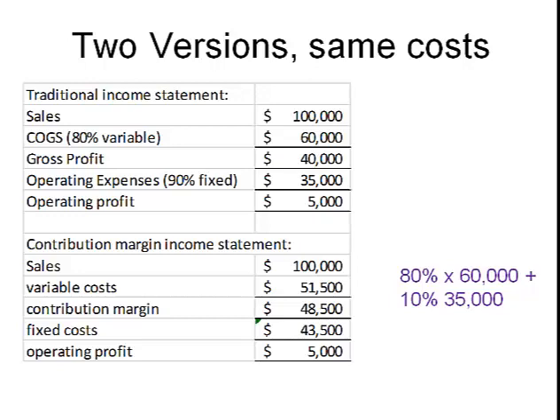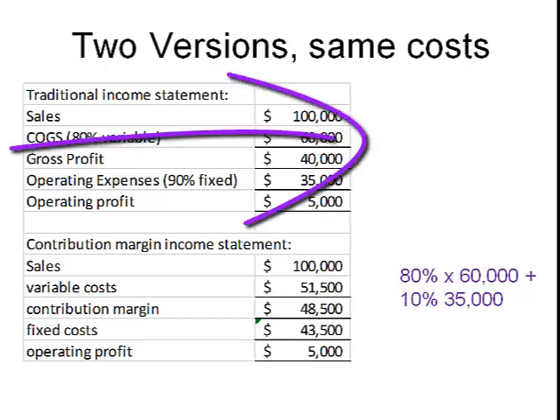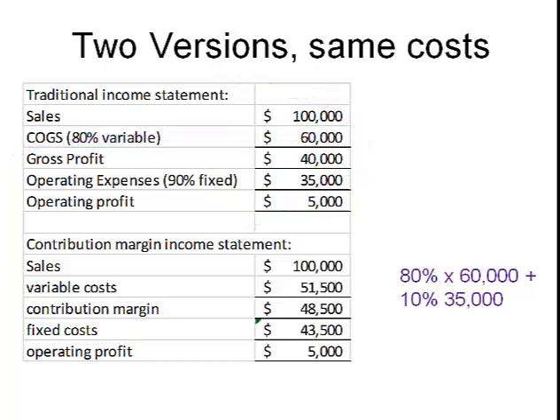So here is the traditional income statement, and we're told that of cost of goods sold, 80% of it's variable and 20% would be fixed. And operating expenses are 90% fixed. That would mean 10% variable.